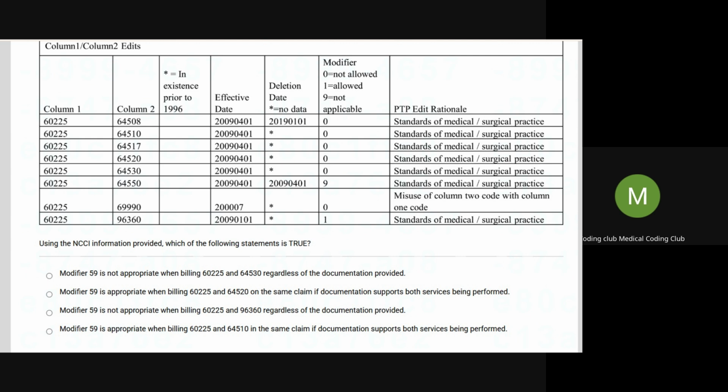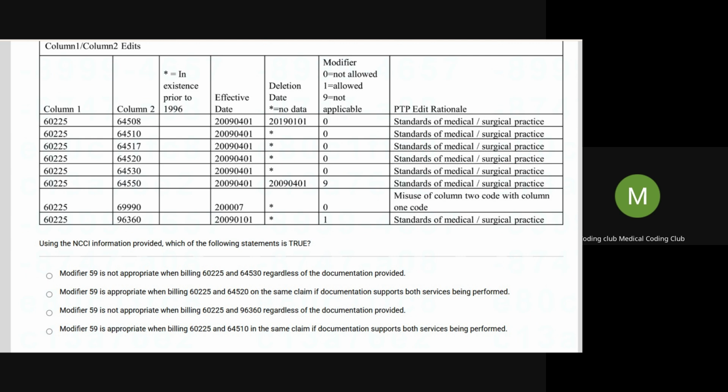Okay, so out of all the statements below, the first one, modifier 59 is not appropriate when billing 60225 and 64530, is the correct statement. It's a true statement. We cannot use any modifier because we are getting 0 as an indicator. So for this question, option A will be the answer.